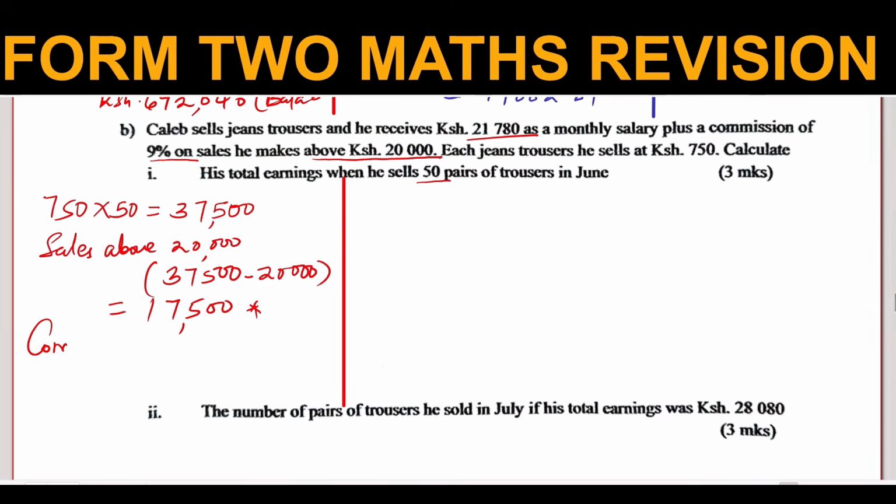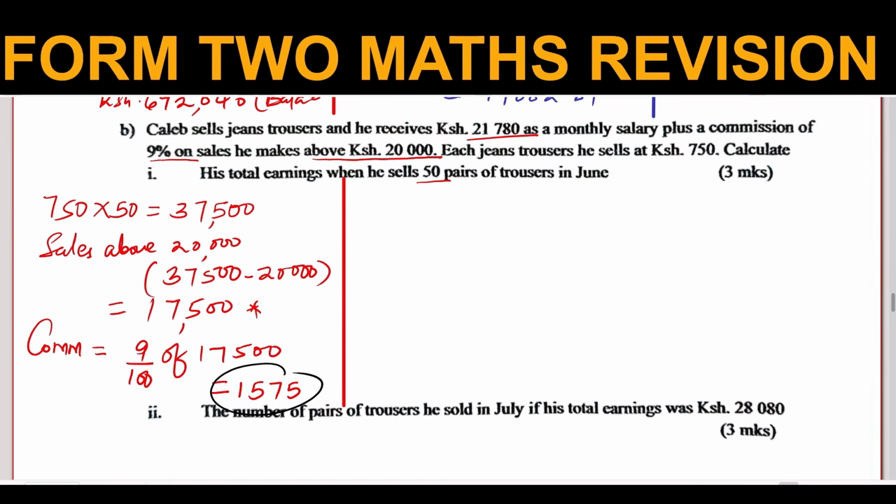So therefore, the commission is 9% of the sales above 20,000, which is 17,500. And when you work this out, you will get an amount of 1575 shillings. So this is the commission. And then we have the salary. So you have the salary.